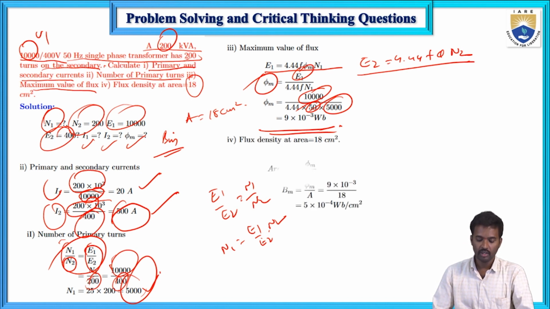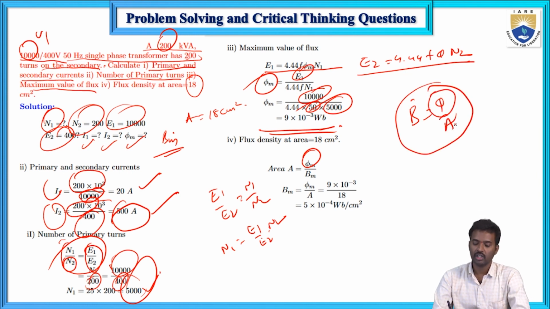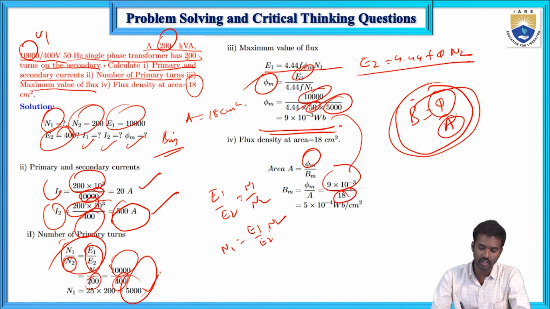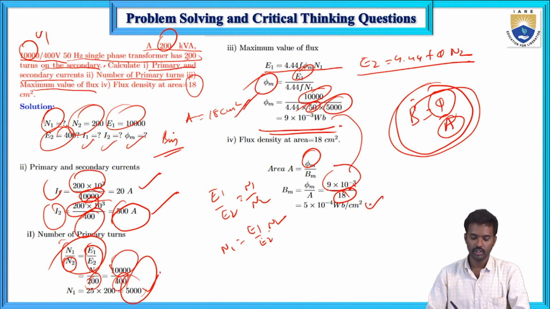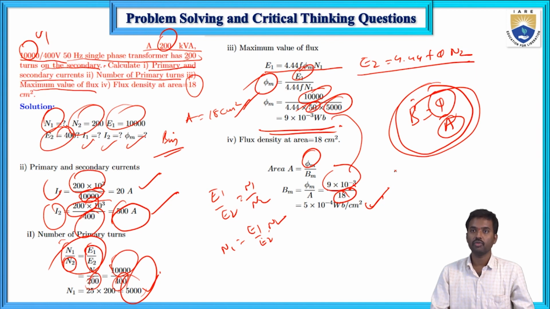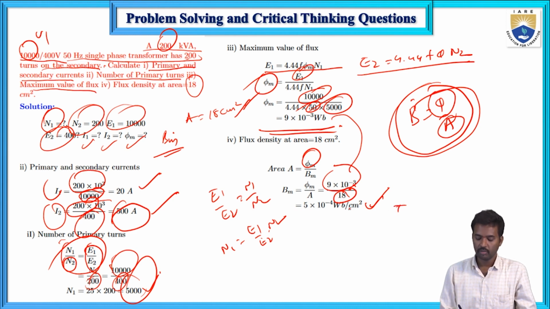And next case, flux density. Flux density means B equals flux per unit area. So if you know the flux and area, then you can determine it easily. This is the flux here, this is the area. So Weber per meter square. Now here centimeter square is given, so this is also centimeter square. So flux density Bm equals 5 into 10 power minus 4 Weber per meter square, that is Tesla. Tesla means into 10 power minus 4.